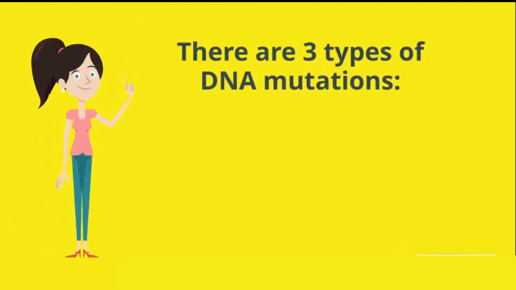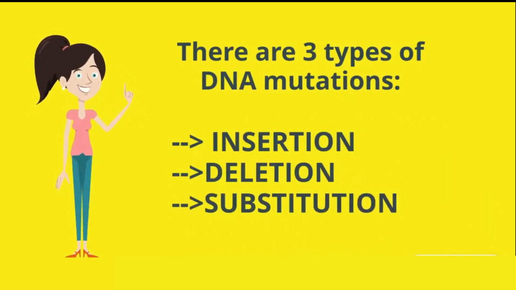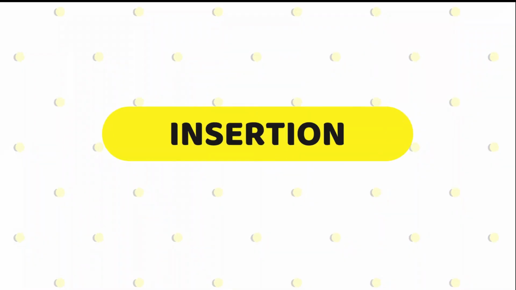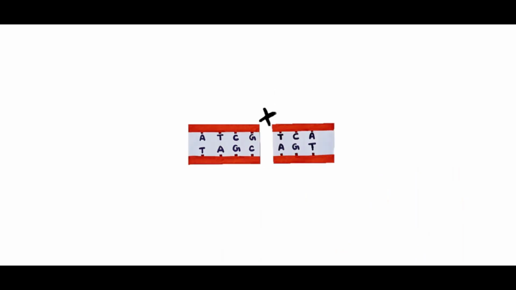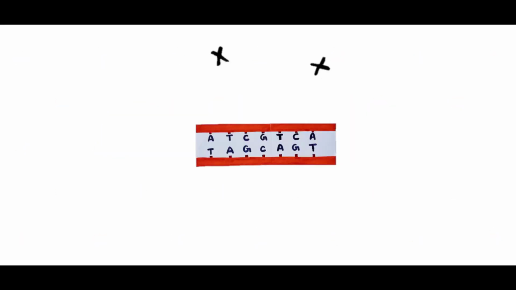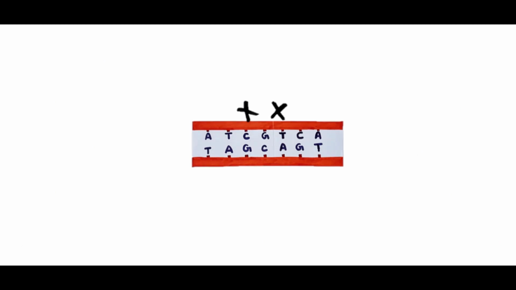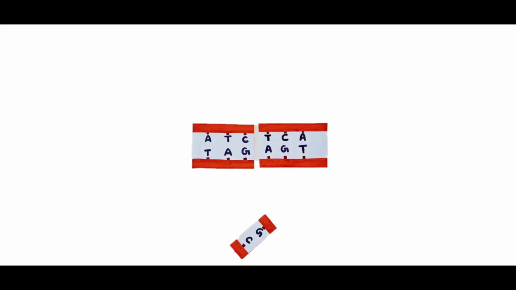There are three types of DNA mutation. They are insertion, deletion, and substitution. Insertion is the addition of one or more nucleotide base pairs into a DNA sequence, which often causes frameshift mutation. Deletion is a type of mutation involving the loss of genetic material. It can be as small as a single missing DNA base pair.